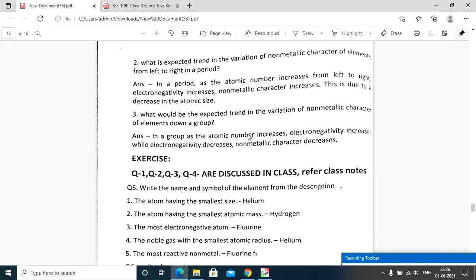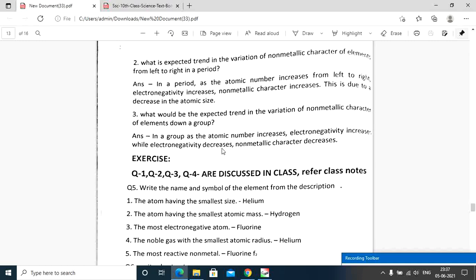What would be the expected trend in the variation of non-metallic character down a group? Top to bottom, electropositivity increases and electronegativity decreases. Here they have said electronegativity increases and electronegativity decreases, so there is a printing mistake. It is electropositivity increases and electronegativity decreases.